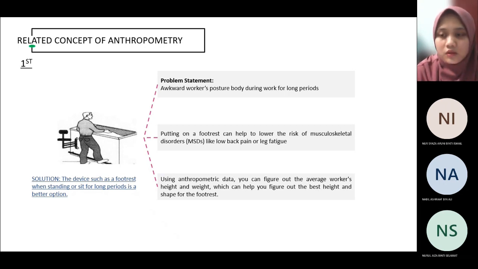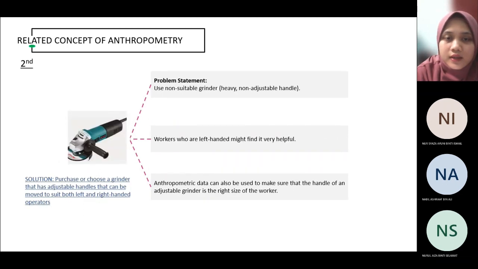Next slide, please. The second one is the use of a non-suitable grinder, which is heavy and has a non-adjustable handle. The solution for this problem is to purchase or choose a grinder that has adjustable handles that can be moved to suit both left- and right-handed operators. This solution will benefit workers who are left-handed a lot. Anthropometric data can also be used to make sure the handle of an adjustable grinder is the right size for the worker.